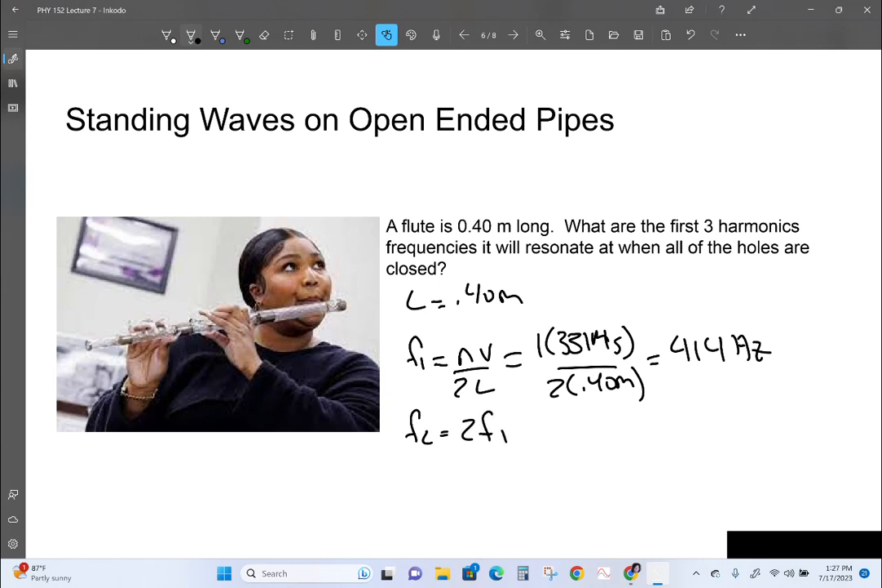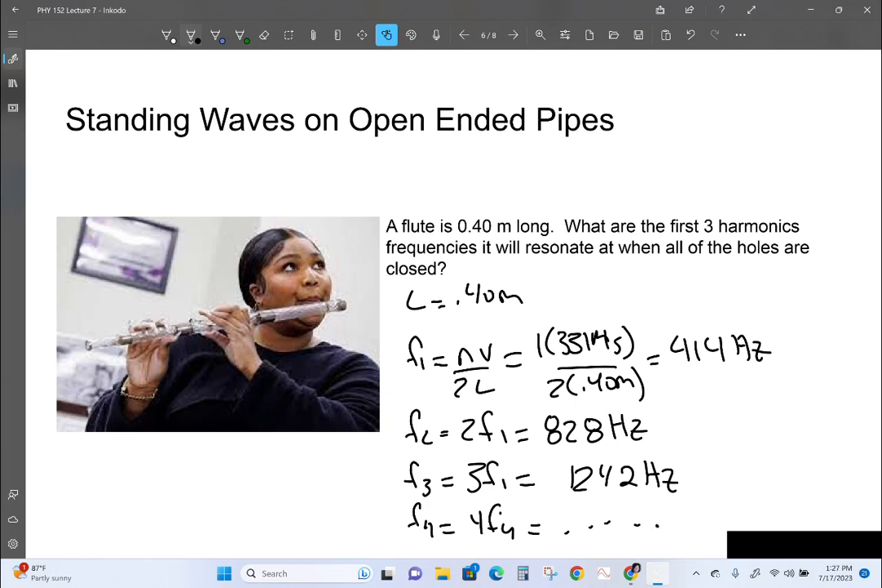F2 is just 2 times F1, which is 828 hertz. F3 is 3 times F1, and 3 would be 1,242 hertz, and so forth, right? I could keep going forever on that.